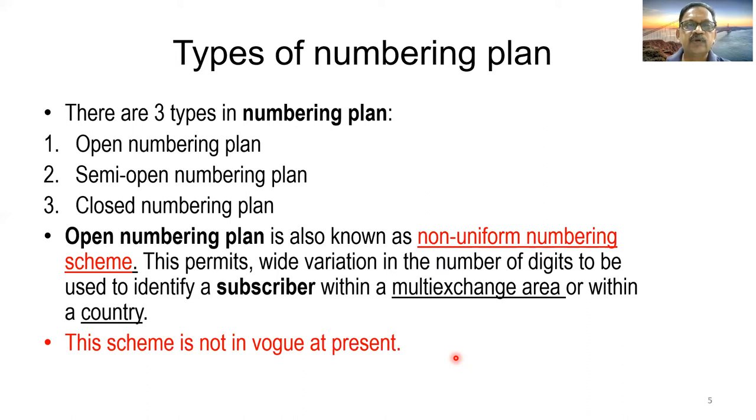Now let us discuss the types of numbering plans. What are the various types of numbering schemes? There are three types of numbering plan. Number one, open numbering plan. Number two, semi-open numbering plan. Number three, closed numbering plan. We will try to understand them one after the other. First, let us discuss the open numbering plan.